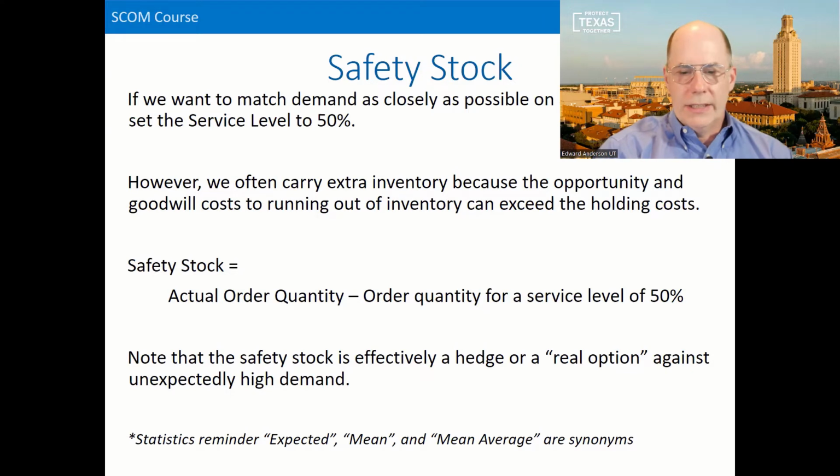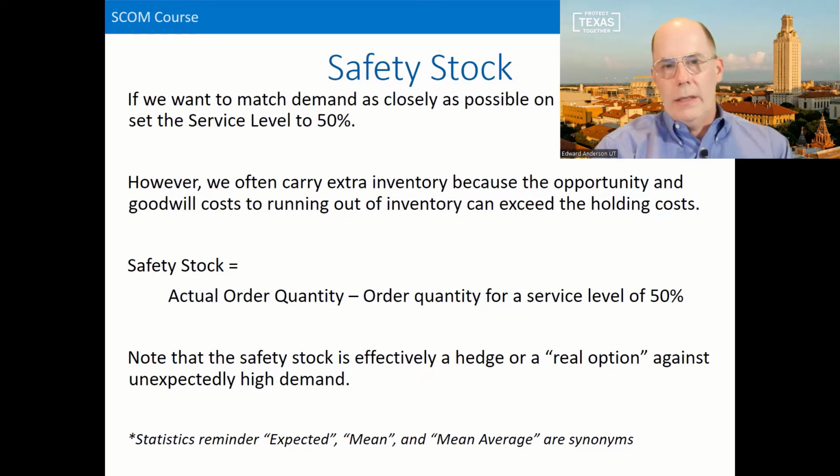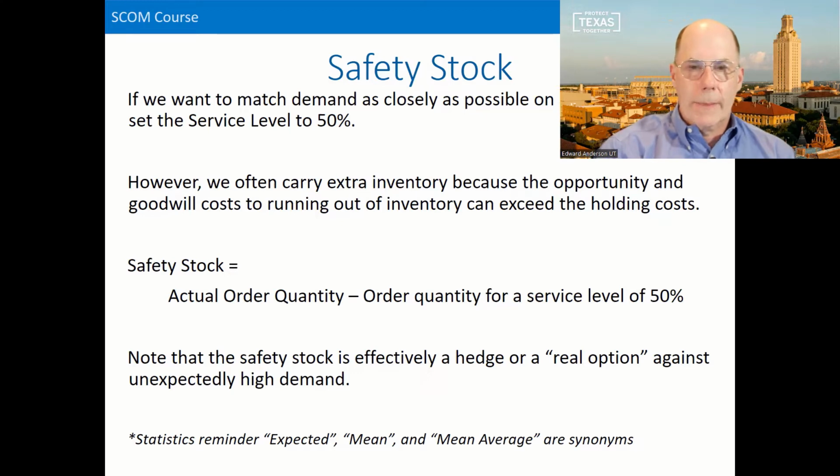Now, let me go more into the concept of safety stock. If we want to match, in some sense, our order quantity to most often be the same as demand, we would set the service level to 50%. But in many cases, we actually have set a service level that's higher than 50%. So it means on average, we're going to end up with inventory that has to be cleared or otherwise disposed of at the end of the inventory cycle we're looking at.